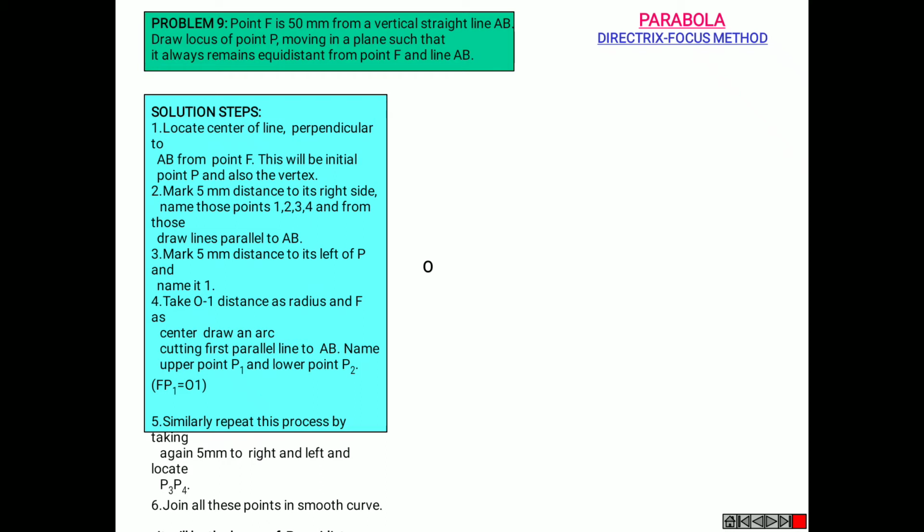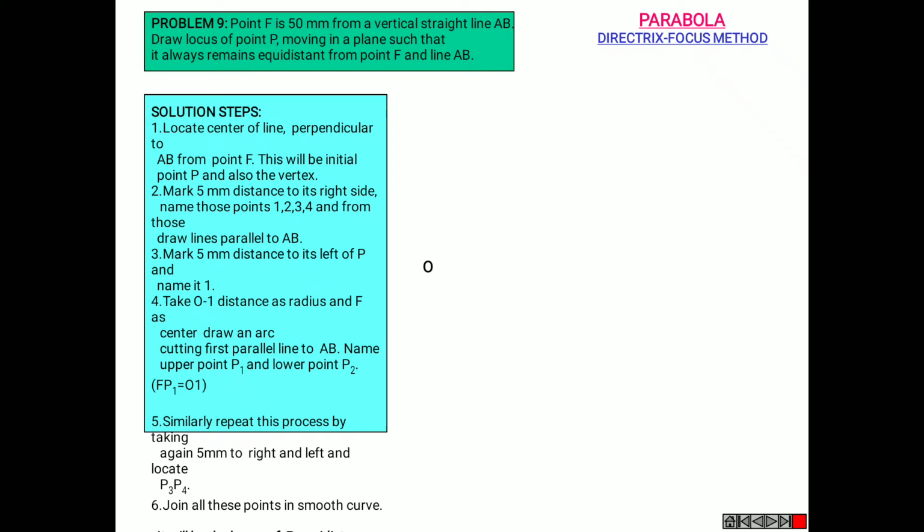Mark 5 mm distance to its left of P and name it as 1. Now take O to 1 distance as radius and F as center. Draw an arc cutting the first parallel line to AB. Name the upper point P1 and the lower point P2. So FP1 is equal to O to 1. Similarly repeat this procedure by taking again 5 mm to right and left and locate P3, P4 and so on. Join all these points in a smooth curve in order to obtain your required parabola.